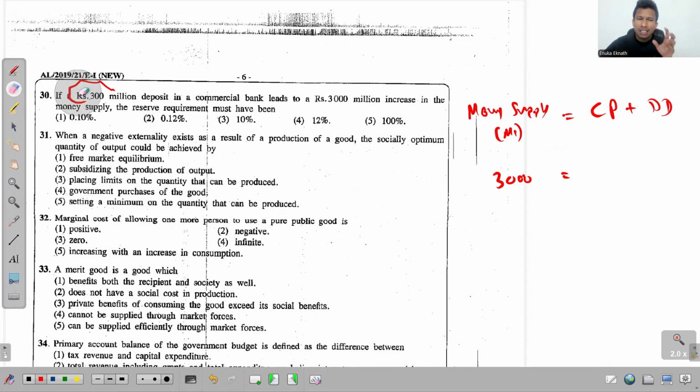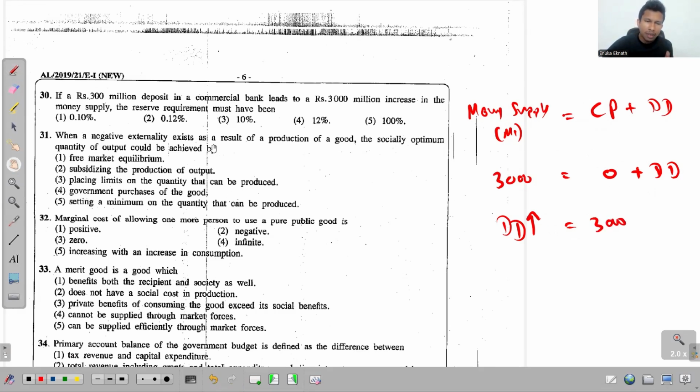Since this question doesn't mention anything with regard to that, we can't just say that the currency in circulation among the general public reduces by 300. So you just need to consider that as 0. There's no change in the currency in circulation among the general public. So the increase in demand deposits has to be 3,000.